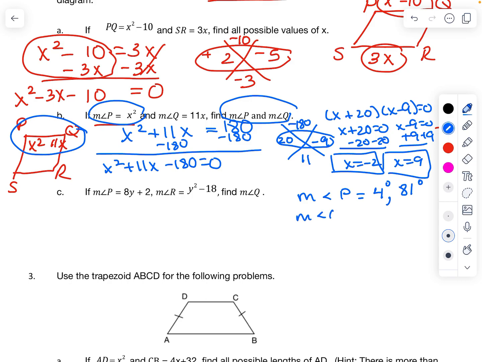Measure of angle Q, okay? But notice that Q is 11x. So if you do 11 times negative 2, you're going to get a negative number. So this negative 2 actually can't exist because it doesn't make sense to make an angle negative. So that means we really can't use that for this one either. So 81 is the only one there. So now if I plug in the 9, though, I get 99 degrees. So those are your only angles. Okay?